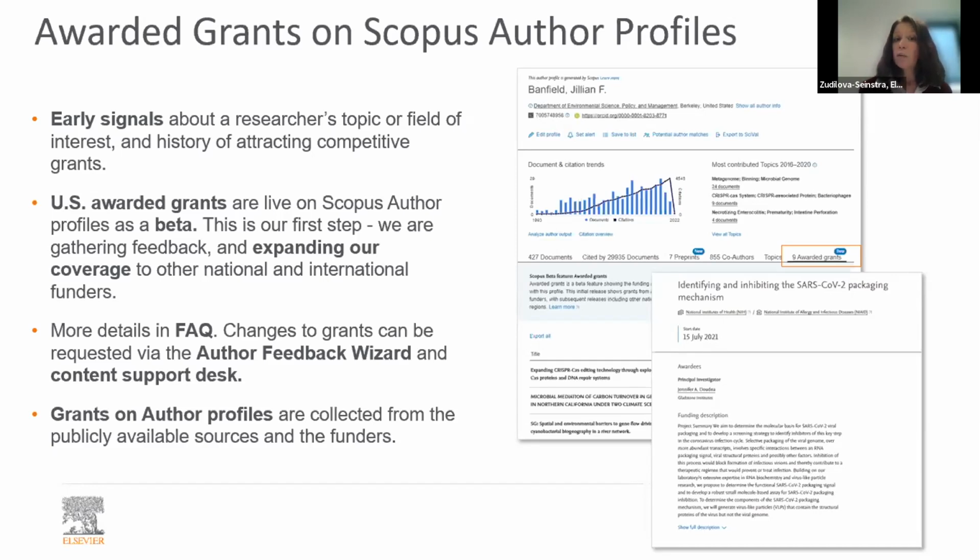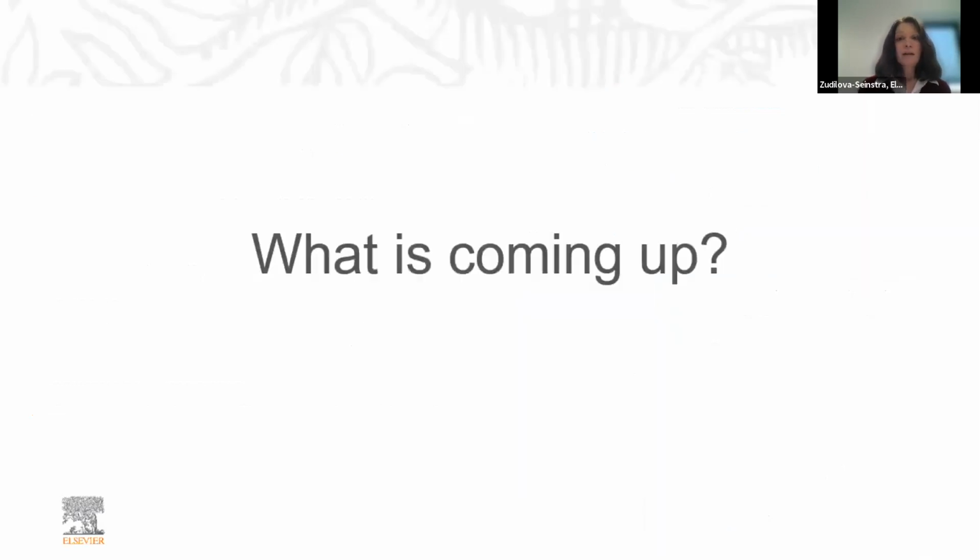So there's also some more information available. You can read about it, and obviously if something goes wrong and the owner of this profile finds mistakes, they can submit a correction request, either doing it themselves through the author feedback wizard or through the content support desk. And last but not least, all the information that you see there about grants is actually coming from publicly available sources and the funders. And with that, I would like to give the floor back to Andrea, and she will say a few words on what's coming next.